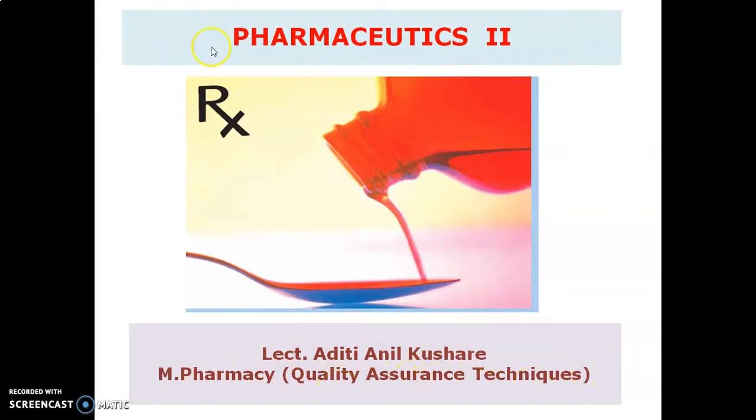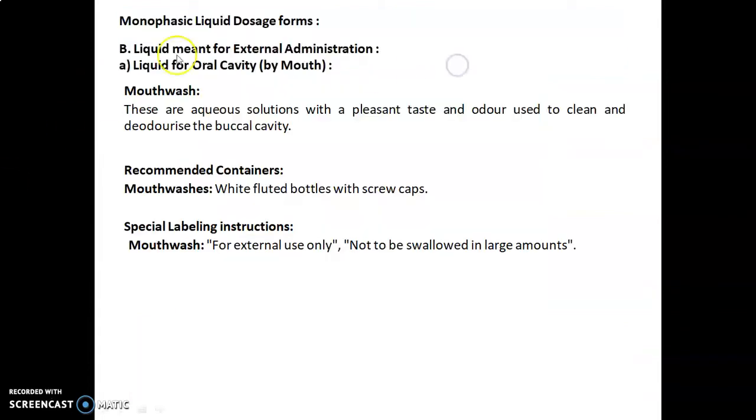Today we are going to study the experiments from pharmaceutics 2. So first of all, let us discuss the monophasic liquid dosage forms. In that, B is liquid meant for external administration, and A is the liquid for the oral cavity, which is taken as mouthwash. These are aqueous solutions with a pleasant taste and odor, used to clean and deodorize the buccal cavity.